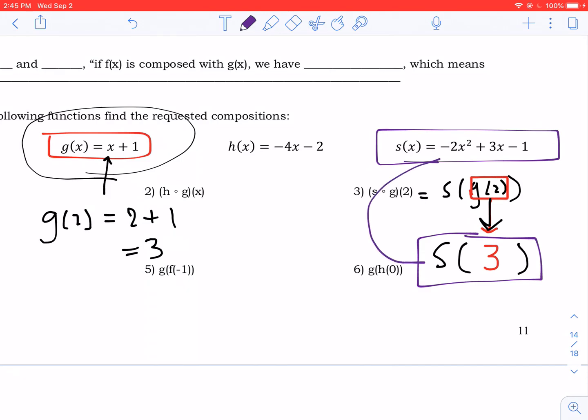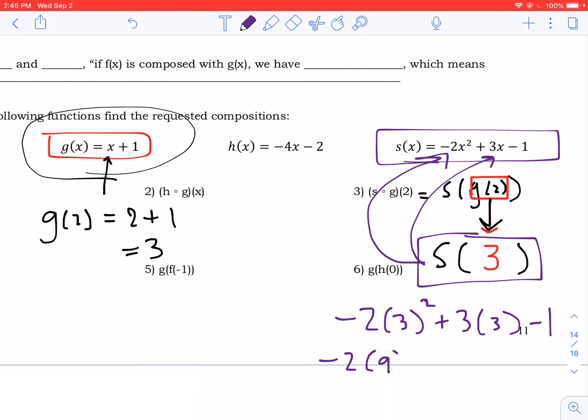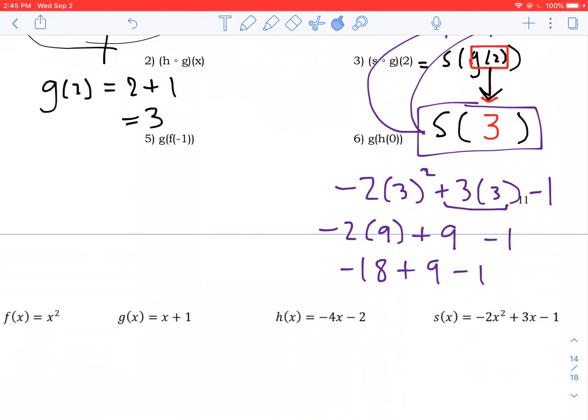Well, to find s of 3, we're going to plug in a 3 into the s function. So that's going to be negative 2 times 3 squared plus 3 times 3 minus 1. Plugging in a 3 for every x that we see. And then going from here, that's negative 2 times 9, 3 squared, plus 3 times 3 is 9 minus 1. That's how I got the 9 and then the minus 1. So that's negative 18 plus 9 minus 1. That's going to be negative 10.